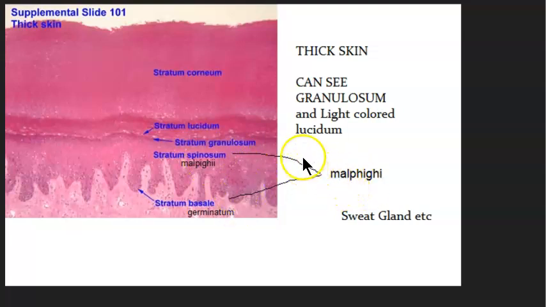Okay, so you have these layers. So let's say from outside you have stratum corneum, lucidum, granulosum, spinosum, basale. Very important to remember these. So in thick skin you can see granulosum and the light colored lucidum. Lucid. Okay. Now how would you draw this?